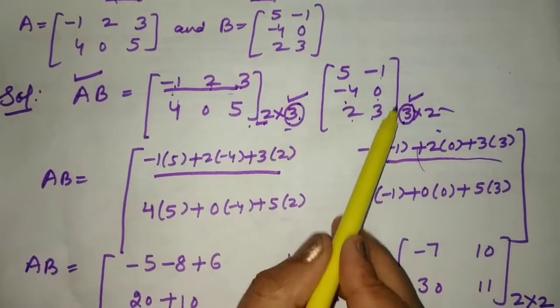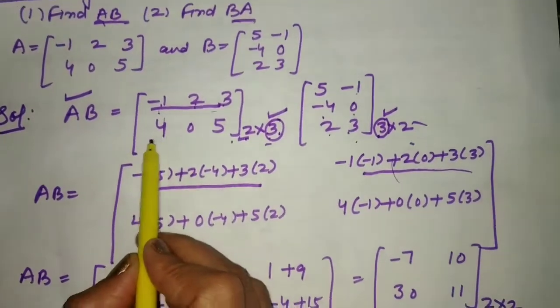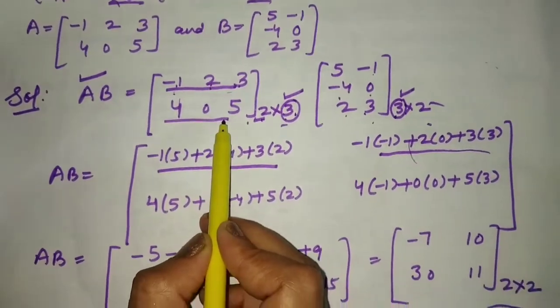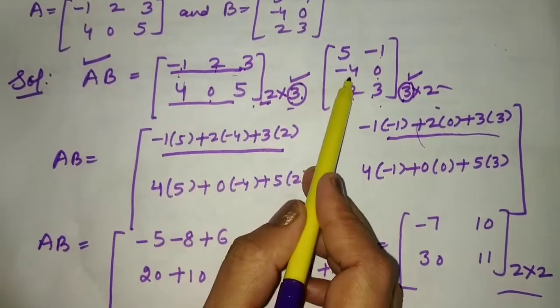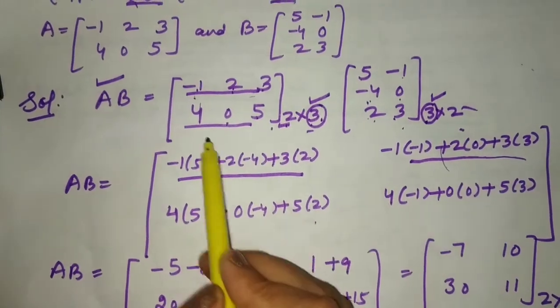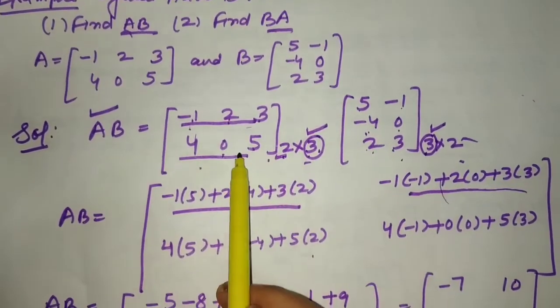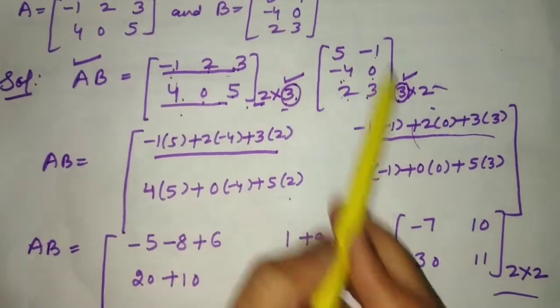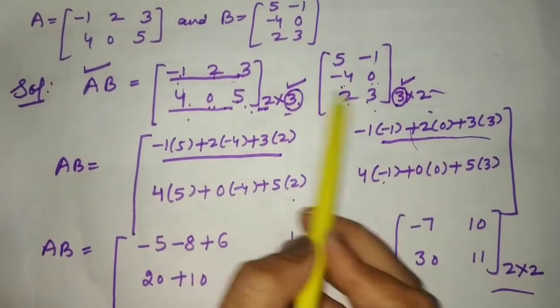Now all the columns of the second matrix are finished, so I will shift to the second row. 4 into 5, 0 into minus 4, 5 into 2. Then I will multiply the second row with the second column: 4 into minus 1, 0 into 0, 5 into 3.